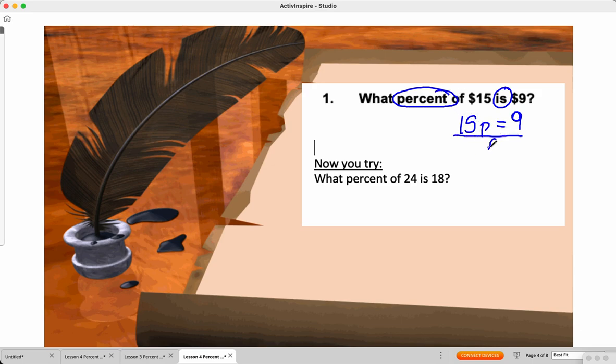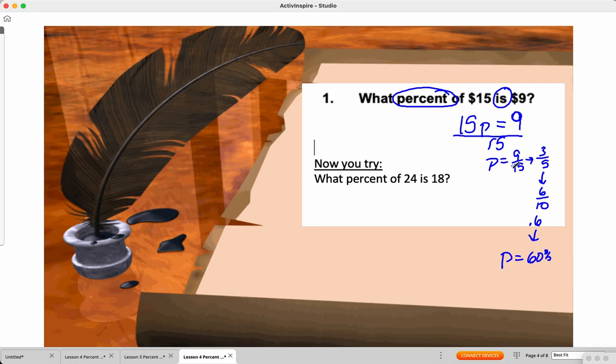We divide both sides by 15. We get P equals 9 over 15. Well, this is where we're going to have to use our skills from unit lesson 1 and go, okay, well, this is really 3/5. And 3/5 can change to 6/10. 6/10 changes to 0.6. And then the percent equals 60%.